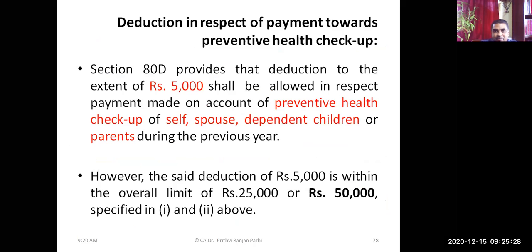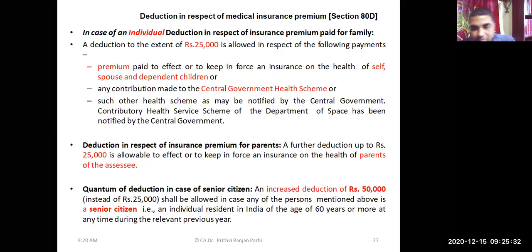80D is clear to you? Sir, if parents are senior citizens, then it is 50,000 for them along with 75,000. I couldn't hear you properly. Could you please try to repeat it once again?